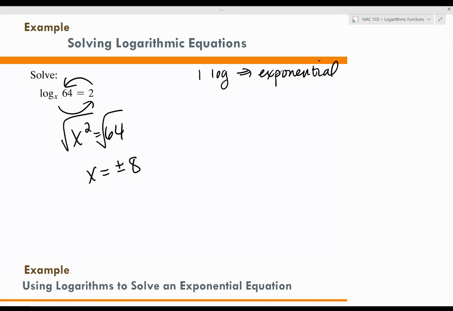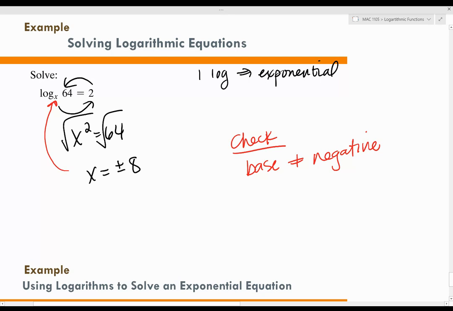Before I can accept this, I have to check it. So I'm interested in where this positive 8 and negative 8 is going to go. This time, the variable that we solve for isn't actually the argument, it's the base of our log. Our base cannot be negative. That means that we have to get rid of the negative 8. So our answer is only going to be x equals positive 8. That's going to be our answer. Cool. All right, let's try one more.